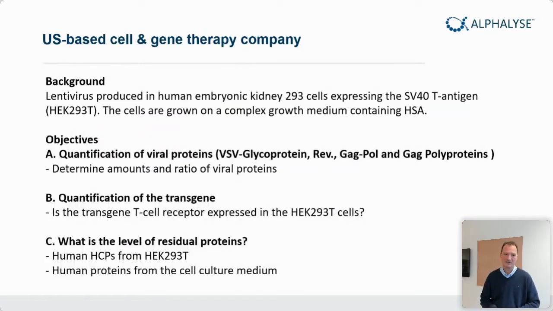So the objectives are again to quantify the different viral proteins from the lentivirus, and determine the amount and ratio of different viral proteins. Also, this client asked us if we could look for the transgene. It's a T-cell receptor expressed in the humans, and they also asked if it's expressed in the HEK293 cells. And thirdly, what is the amount of residual proteins?